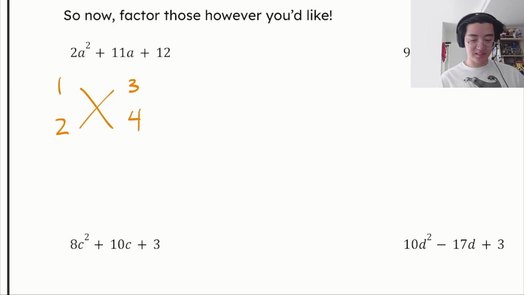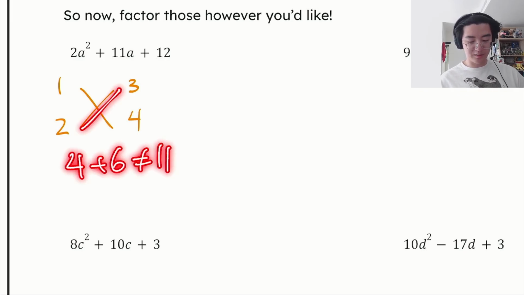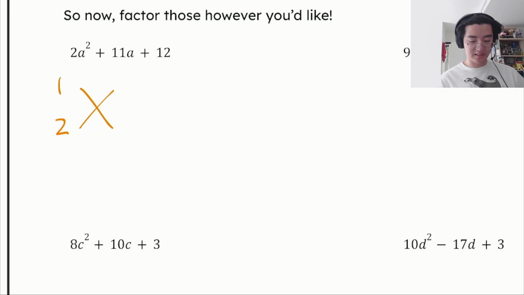Right? But here I notice 1 times 4 plus 2 times 3: 1 times 4 is 4, 2 times 3 is 6. That does not equal 11. Okay, so we gotta check something else. How about 4 and 3? Right? And that works. 1 times 3 is 3, 2 times 4 is 8, add up to 11.